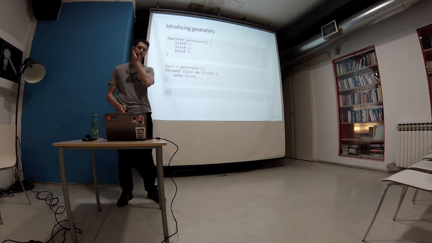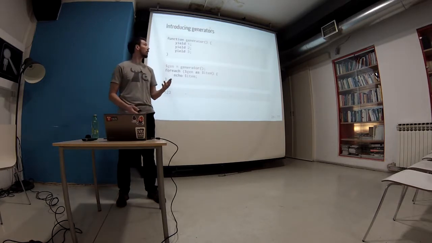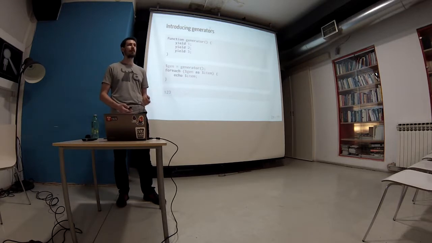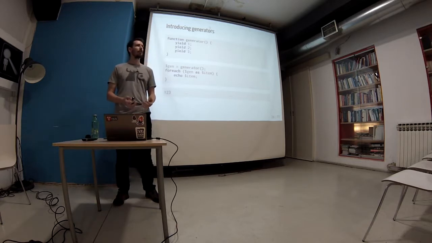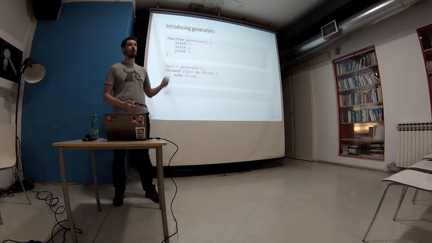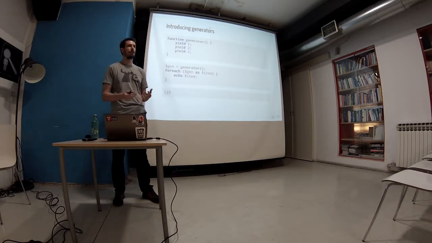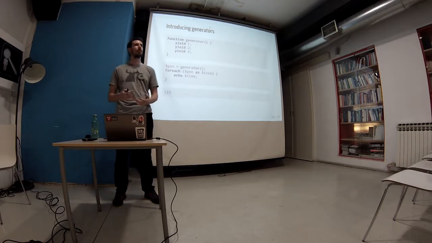So here's a really trivial and stupid example. Generators are functions which don't have a return, but have one or more yield expressions inside. You can just think of them as functions which return more than one value. This function returns 3 values: 1, 2, and 3. When you run this function, you will get an object of the class Generator. You will not get a return value from here. You will get an object which can be iterated on.